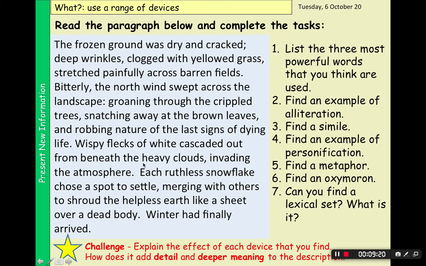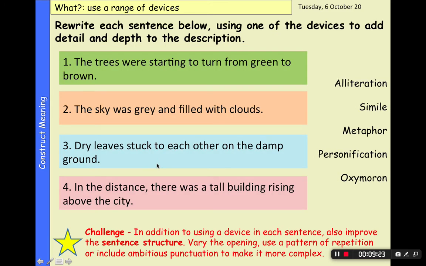Okay, so for our next task, it's your turn to have a go at using some of these devices. And what we have is 4 sentences. They're all pretty basic, and they are all just telling the reader about things in a scene. In this scene, it sounds like it could be linked to autumn, so we're sticking with the theme of seasons and weather. But each one could really be a lot more detailed and could really show the reader what could be in the scene rather than just tell them like they do here.